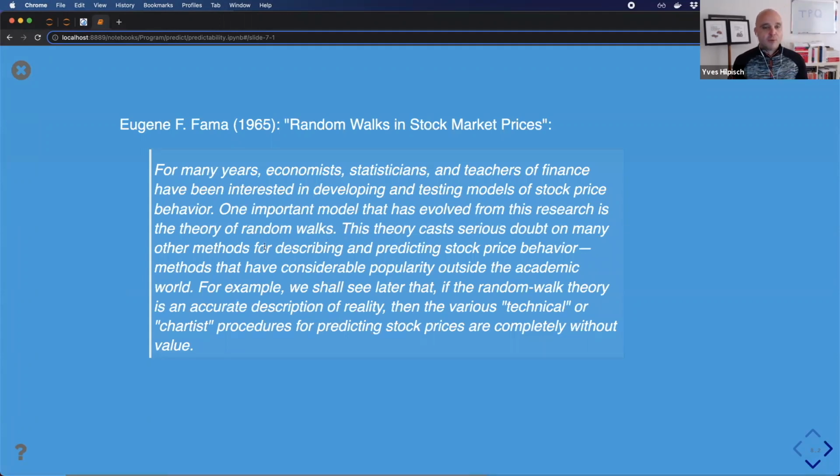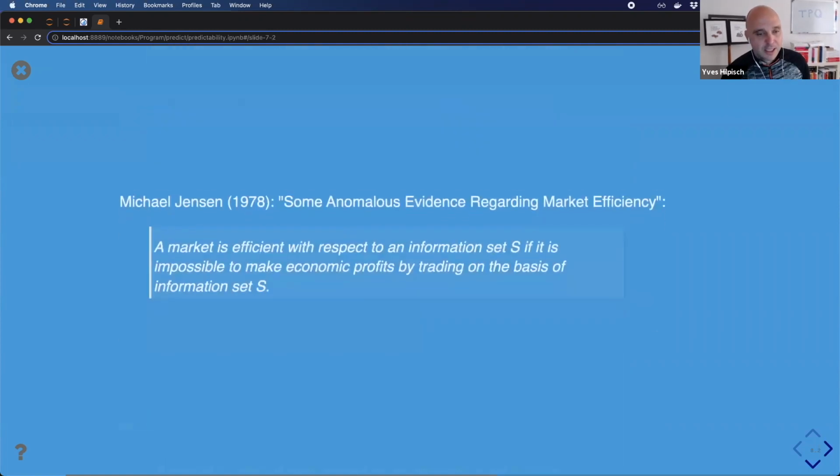This theory casts serious doubt on many other methods for describing and predicting stock price behavior, methods that have considerable popularity outside the academic world. So, for example, we shall see later in this article that if the random walk theory is an accurate description of reality, then the various technical or chartist procedures, we have seen them, like simple moving averages and price formations, chartist procedures for predicting stock prices are, and now comes the conclusion, completely without value. So if markets are efficient, what many thousand people around the world are doing on a daily basis should be basically worthless. That's a pretty harsh thing.